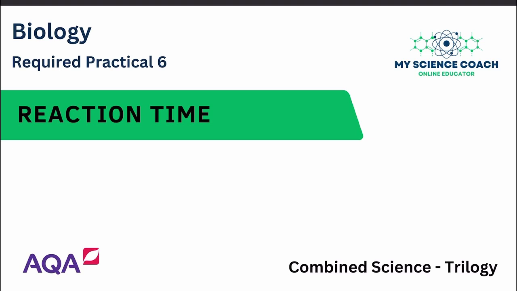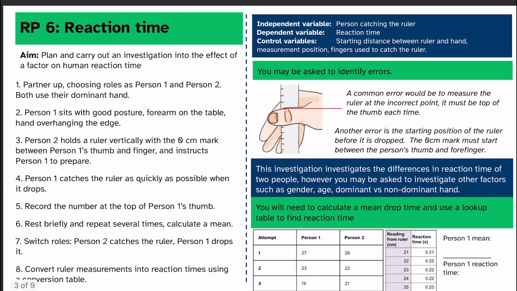It's a really straightforward practical, but because it's a straightforward practical, it doesn't mean it's easy. There are lots of questions they could ask about it, and they could link these questions into other questions around the nervous system, which makes it a little bit tricky. So we'll have a look at some of those questions.